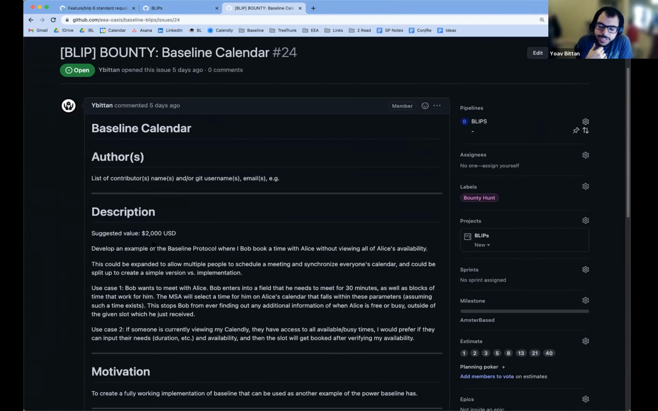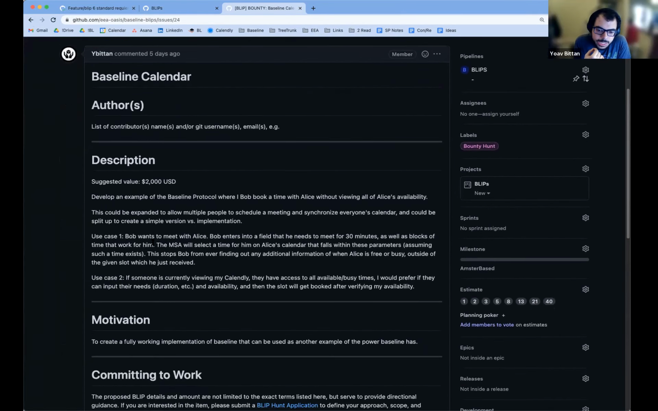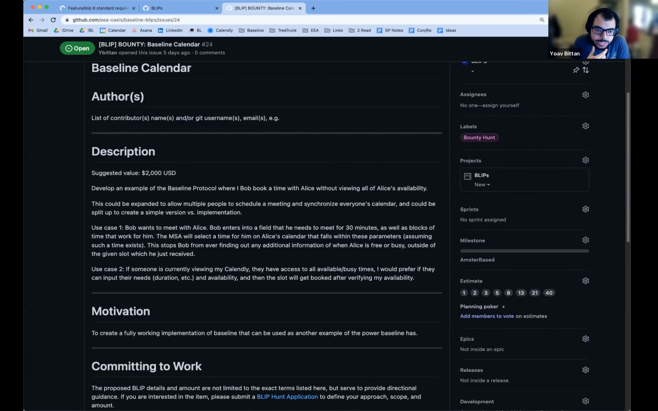So this one kind of takes Calendly, for example, and kind of baselines that process. So the idea here is, well, one of the ideas here is to allow, so we have Bob and Alice, right?